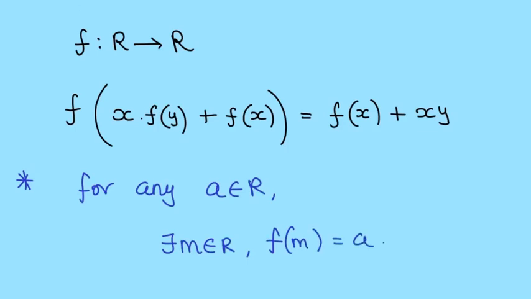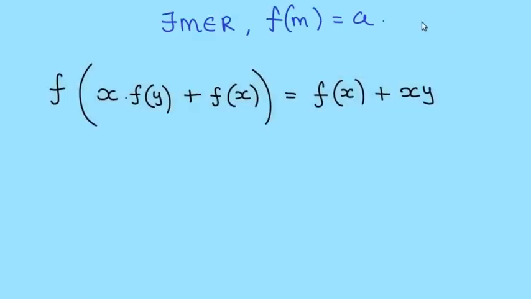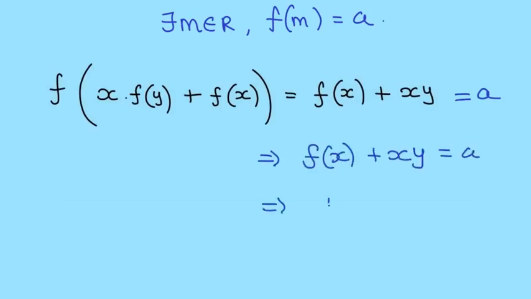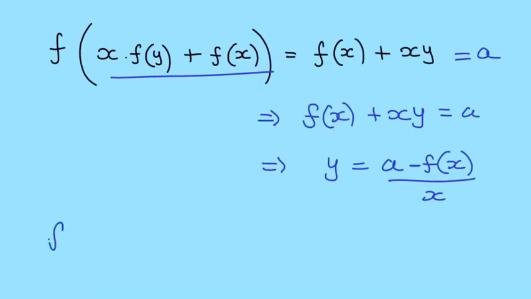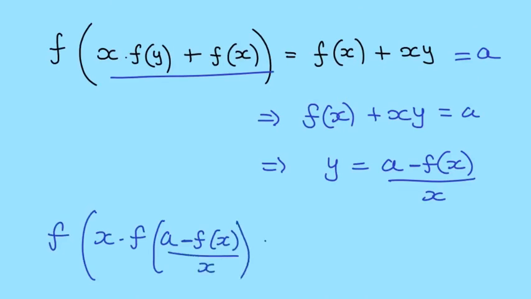This is easy to see why. Let me copy this relation here. Suppose f(x + xy) is equal to a. This means f(x) + xy = a, which gives y = (a - f(x))/x. Now if we substitute this y value in this expression, we get f(x) f((a - f(x))/x) + f(x) = a.